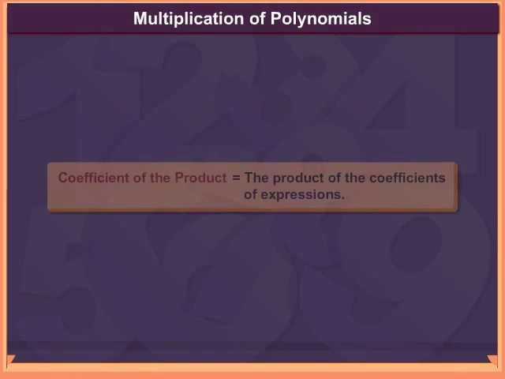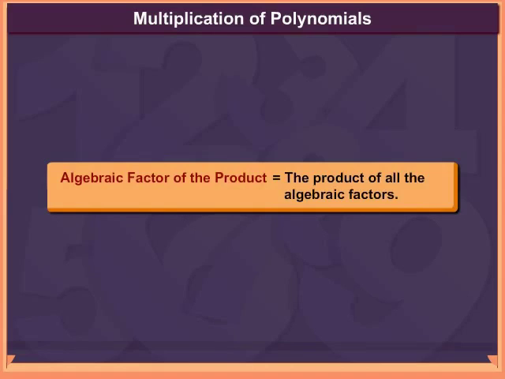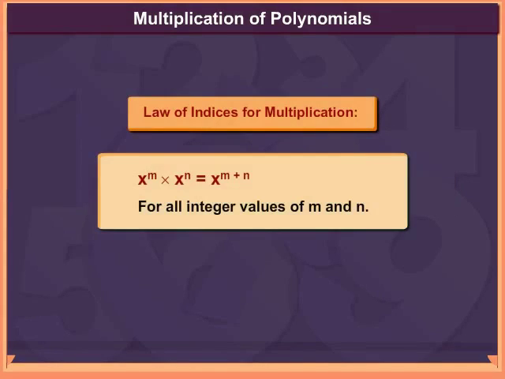Before learning multiplication of polynomials, let's learn some terms. Coefficient of the product, which means the product of the coefficients of expressions. Algebraic factor of the product, which means the product of all the algebraic factors. Next is the law of indices. When we multiply similar variables, we need to use the law of indices for simplifying the expression, which is x to the power m into x to the power n can be written as x to the power m plus n, applicable for all integer values of m and n.